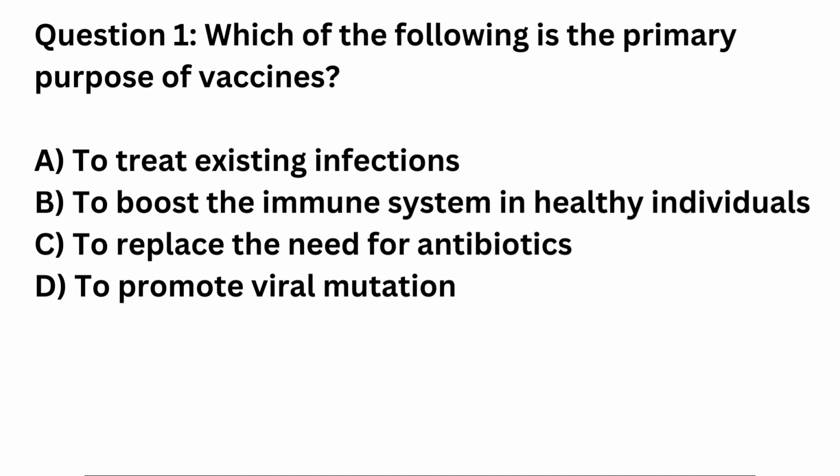Question 1. Which of the following is the primary purpose of vaccines? A. To treat existing infections. B. To boost the immune system in healthy individuals. C. To replace the need for antibiotics. D. To promote viral mutation.